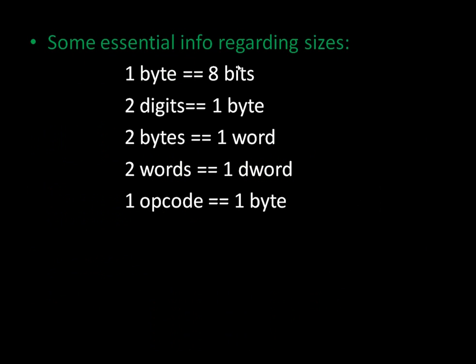Now here is some essential information regarding sizes. Here 1 byte equals 8 bits, 2 digits equal 1 byte, 2 bytes equal 1 word, 2 words equal 1 DWORD, and 1 opcode equals 1 byte.